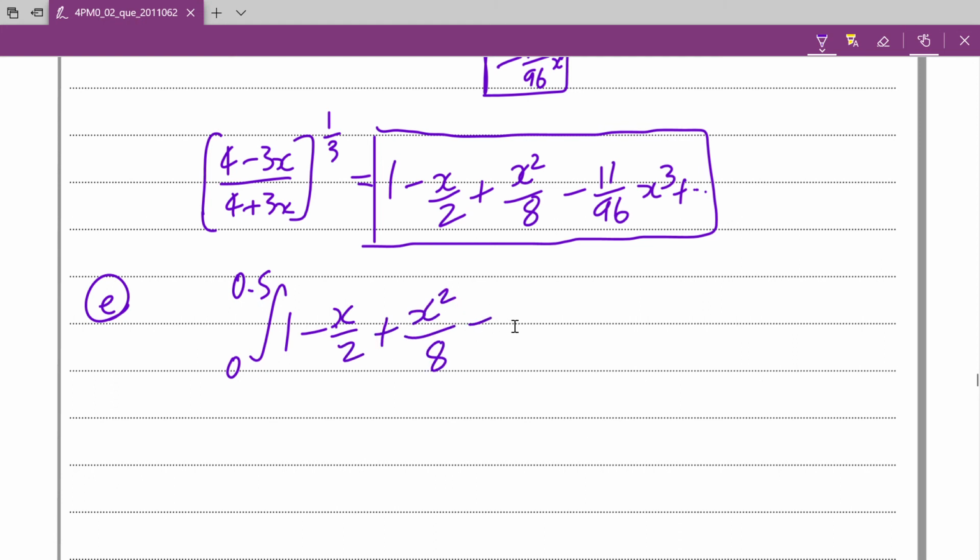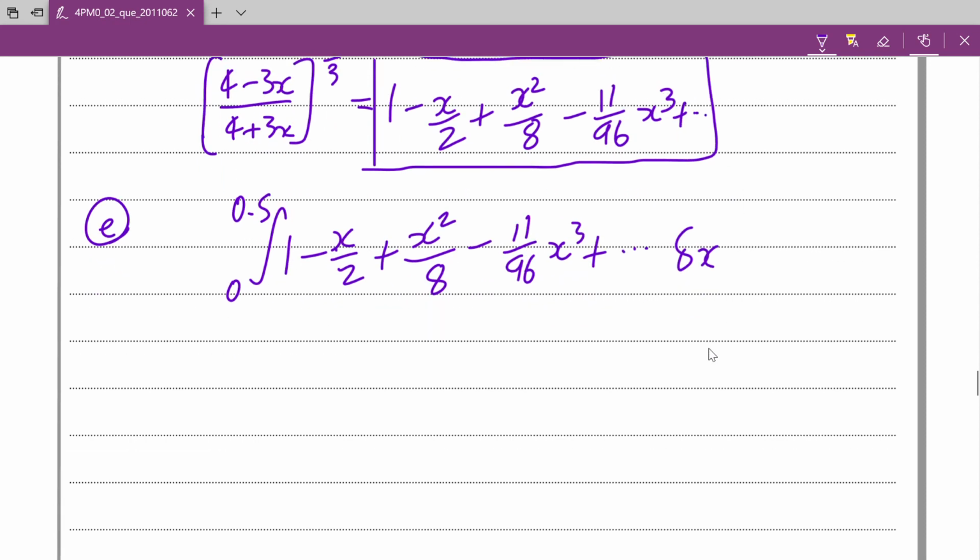by 8 minus 11 over 96 x cubed plus dot dot dot dx. Right, so this is just going to be some pretty basic power rule integration. So it will be the bounds of, well, 1 just goes to x, minus x over 2, well, that would be minus x squared over 4, because you bring the 2 down, you multiply by the 1 over 4, you get 1 over 2. And then plus x squared over 8, that would be plus x cubed over 24.